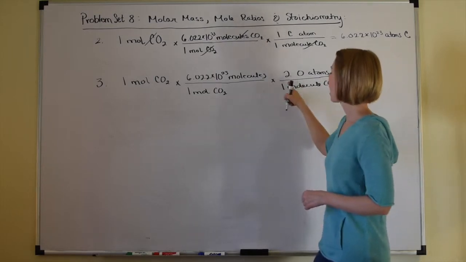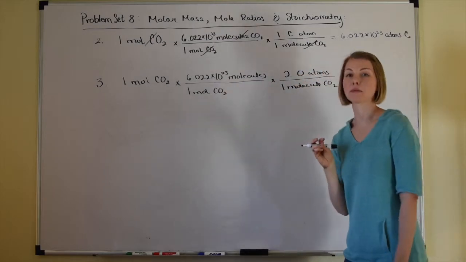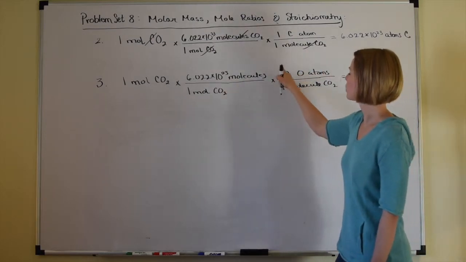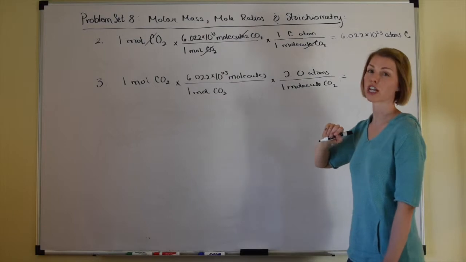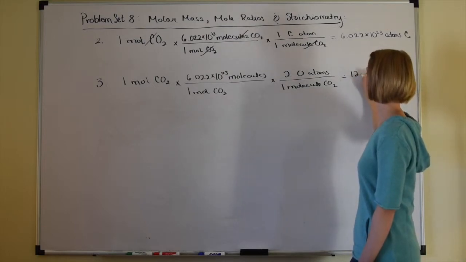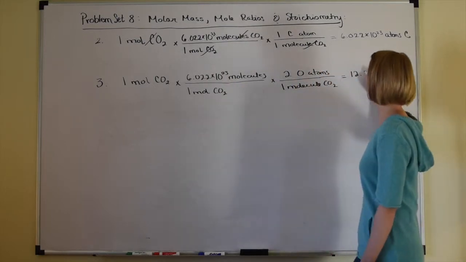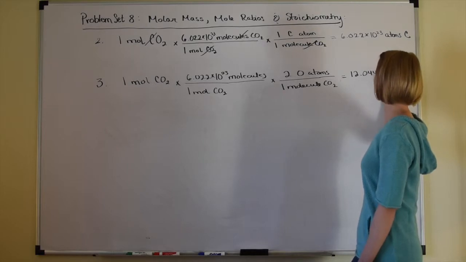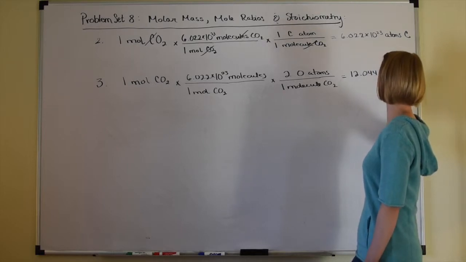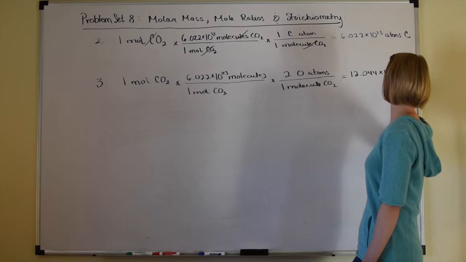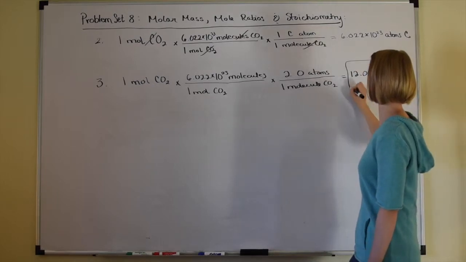Look at the formula, 2 oxygen atoms in every molecule of CO2. So to figure out how many individual atoms of oxygen, we're going to times 2 times Avogadro's number. So I'm just going to go ahead and do it this way, 12.044 times 10 to the 23 oxygen atoms. Okay, should circle those answers.